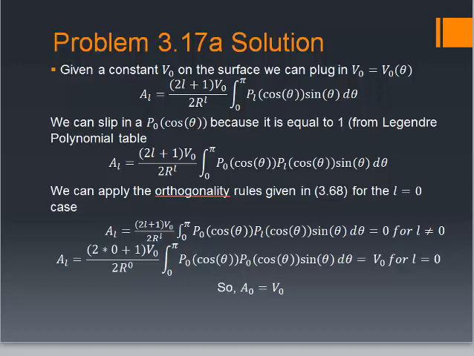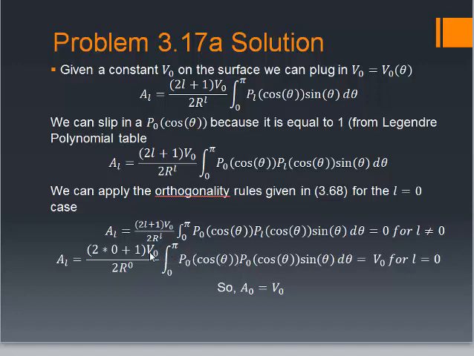Applying the orthogonality rules from equation 3.68 in the book, we have that this entire integral evaluates to 0, which means this entire a sub L expression is equal to 0 for any value of L that's not equal to 0. But in the case of L equals 0, the integral evaluates to 2 divided by 2L plus 1, and since L is 0, it evaluates to 2.